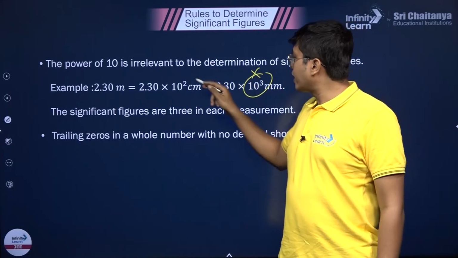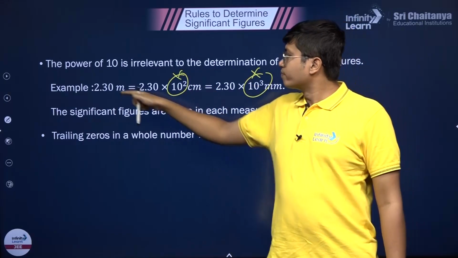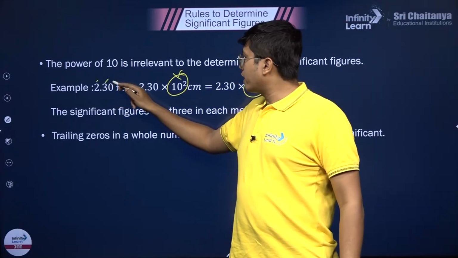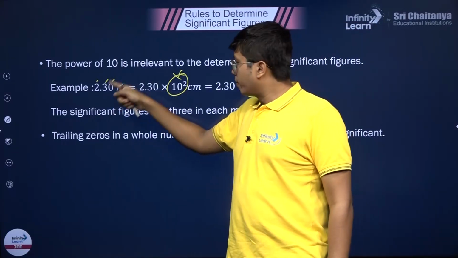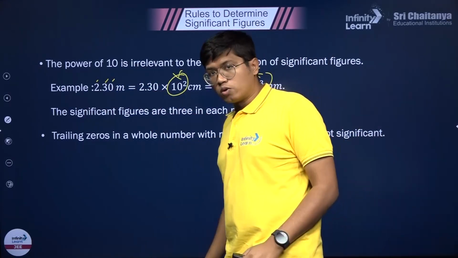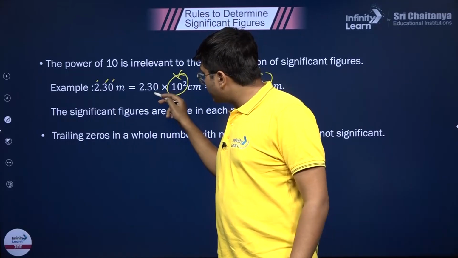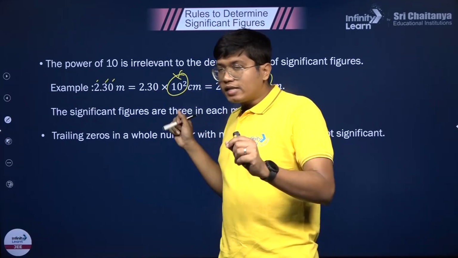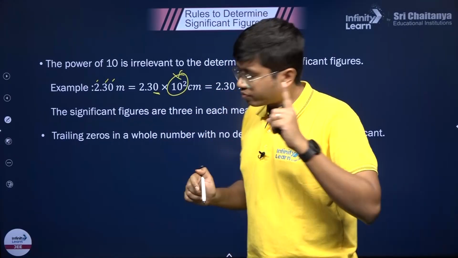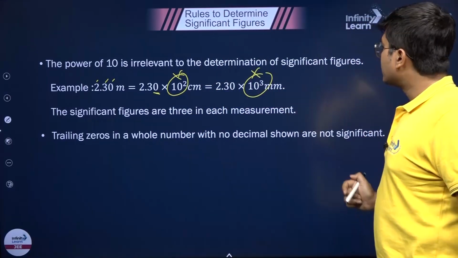These don't have any role in the significant figures. This is still going to be 3 significant figures, 2, 3 and 0. See, the last 0 is important because even when I'm writing this in the centimeter form, I'm keeping it as 2.30, because this 0, if it is mentioned in a decimal at the end, tells you that you have measured till this decimal and the value has come as 0. Next, significant figures are 3 in each measurement.